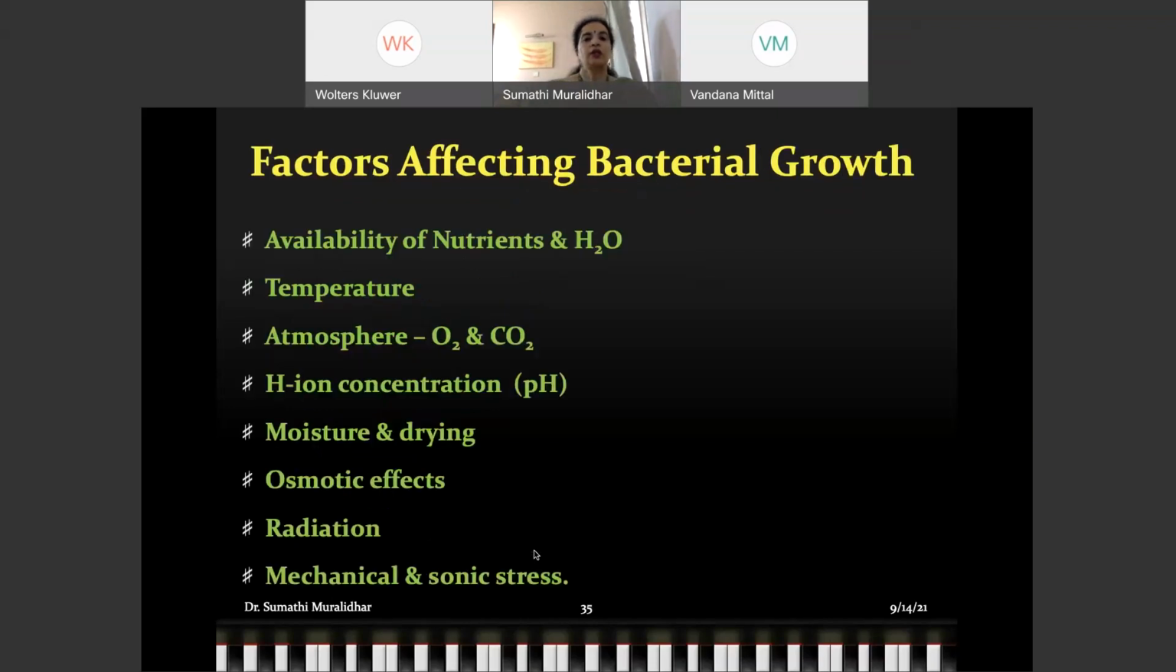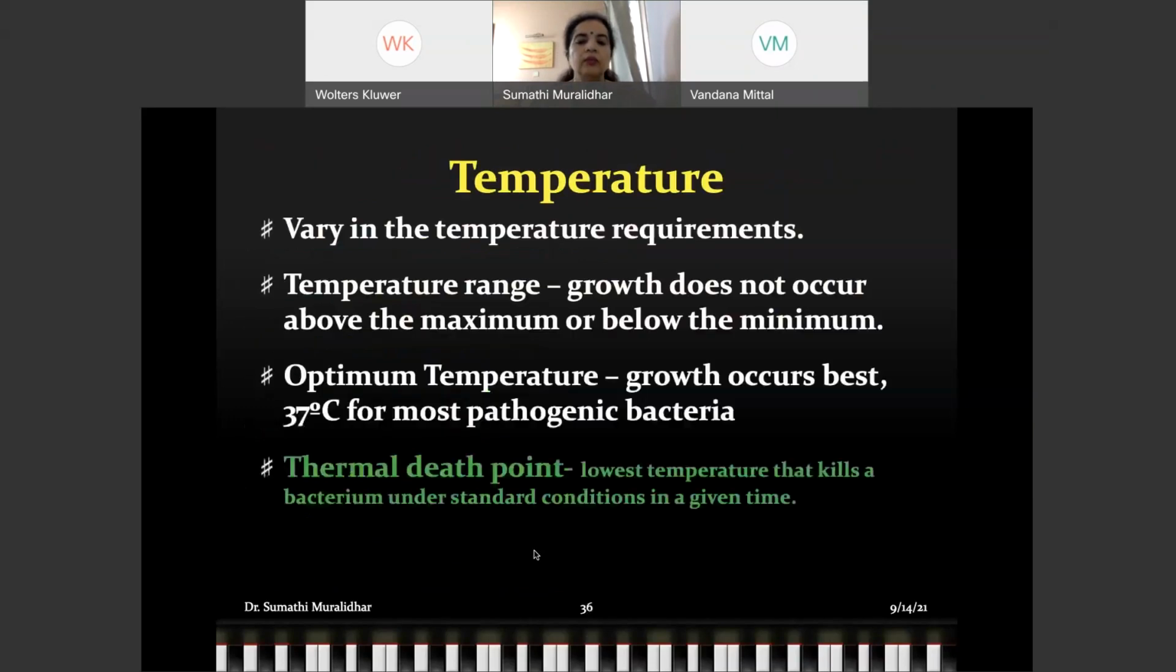So, factors affecting bacterial growth: the availability of certain nutrients, availability of water, the proper temperature, the atmosphere, that is oxygen and carbon dioxide, how much of it is present, and pH, moisture, drying, osmotic effects, radiation, mechanical and sonic stress. All of these are important for bacterial growth. So we'll take them one by one as per their importance.